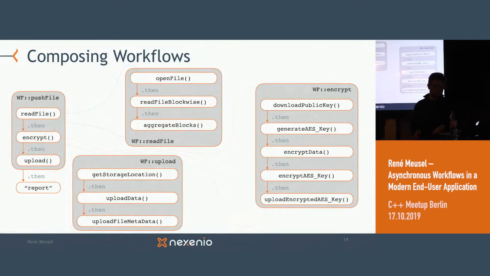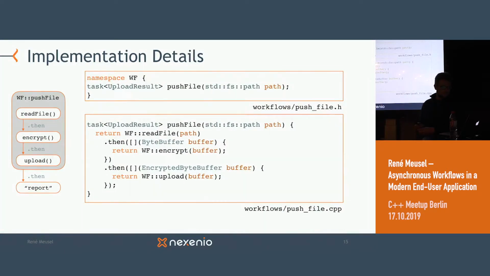And how do we do that? Well, let's look into one of them. Let's look into the workflow push file, which is kind of the orchestrator for the other workflows. And it has a very simple interface, as you might guess. Basically, it is just a freestanding function push file that is provided a path and returns a task. The implementation is in a C++ file, so there we have the advantage of putting things into independent compile units. So if we want to change one of those workflows, we don't need to recompile everything because we are doing crazy template magic.